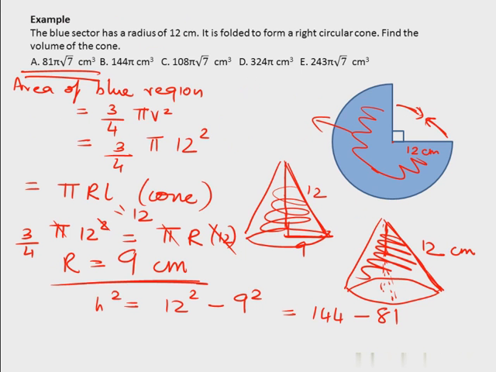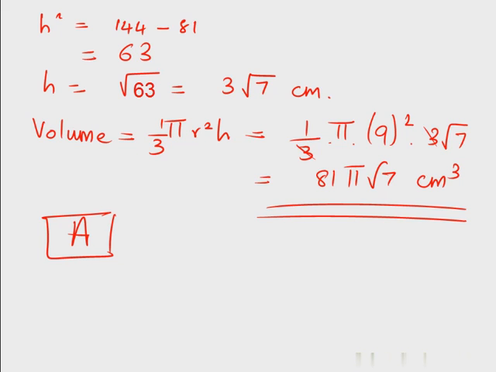So let's recap how we did this. We took the blue region. The blue region, when folded, would become the curved surface of the cone. So I equated the area of the blue region with the area of the curved surface of the cone. What is the slant height of the cone? Well, the radius of the blue region becomes the slant height of the cone when you fold it. And I use this information to find the radius of the cone. The radius of the cone having been found, I now use Pythagoras to find the height of the cone. Knowing the height and the radius of the cone, I can now find the volume. So the important thing here is to imagine how that blue region became the cone.